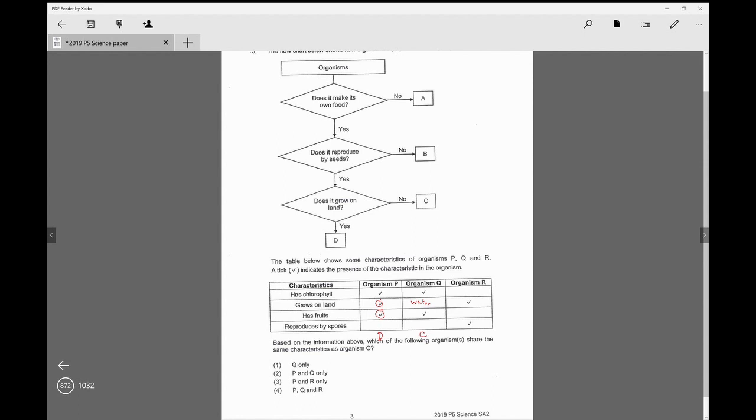Then for organism R, let's look at the table as well. It does not have chlorophyll. If it doesn't have chlorophyll, it cannot trap light. That means it cannot make its own food. So it is A. So the one that has the same characteristic as C is your Q only.